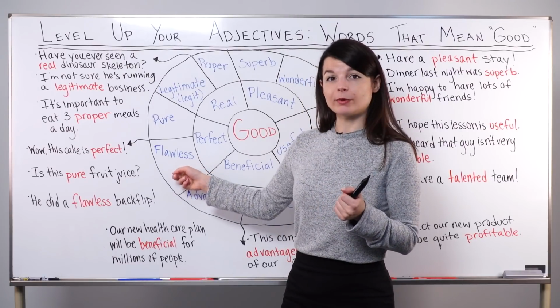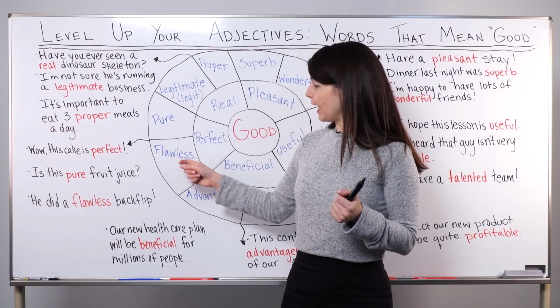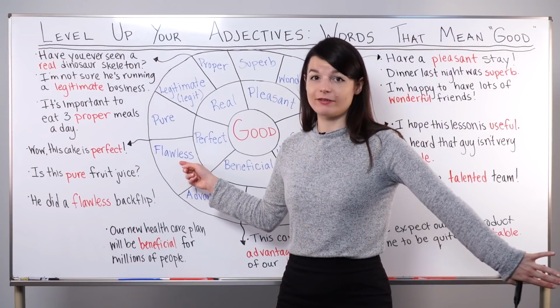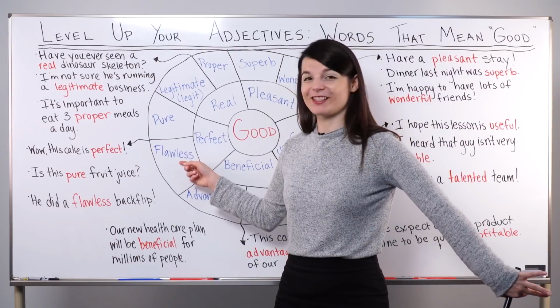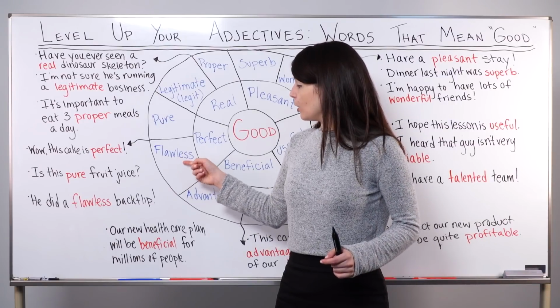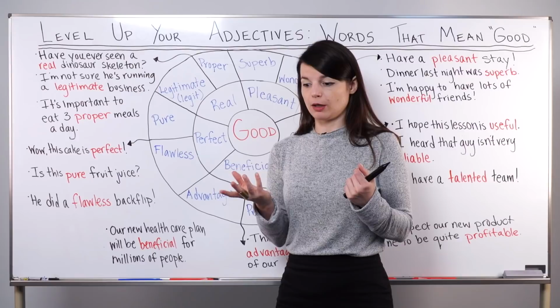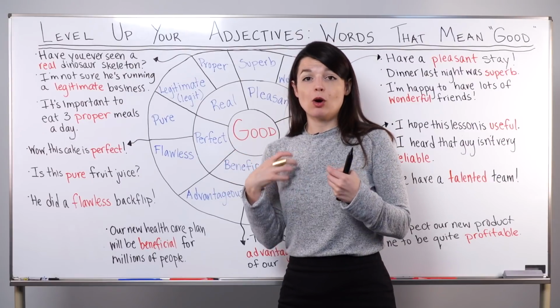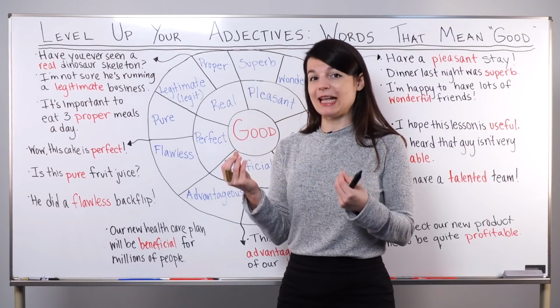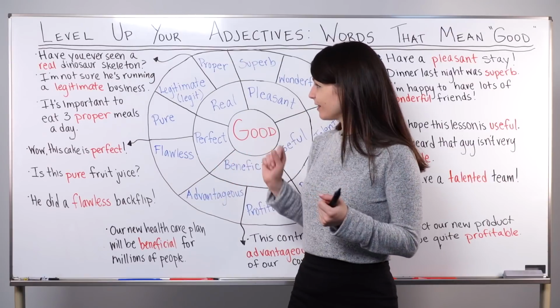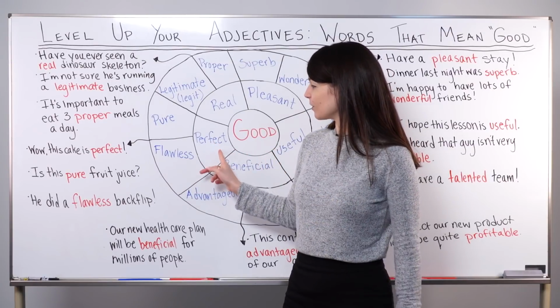Flawless, we can break this word down into flaw and less. So less means having none of something, no of something, zero of something. So no flaws. So a flaw means a problem or like some kind of damage or some issue, something negative. So no flaws in something. So let's see some examples of how to use these words.